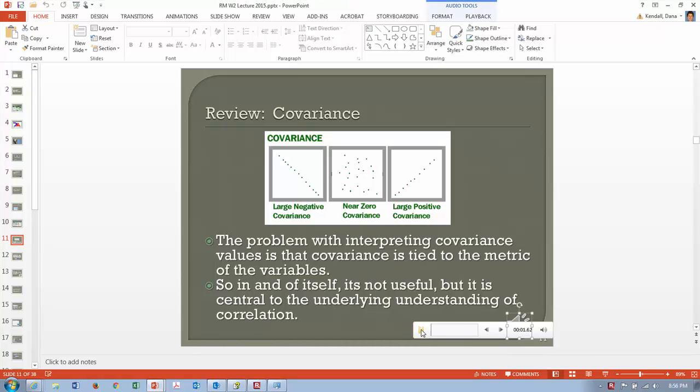Let's briefly transition to review mode and talk about covariance. Remember, covariance is an index of the strength of association between two variables. And so we can see this depicted in the scatter plots there. There are three of them. On the far right, we have the strong negative covariance. In the middle, looks like zero covariance. And then at the right, there's a large positive covariance.